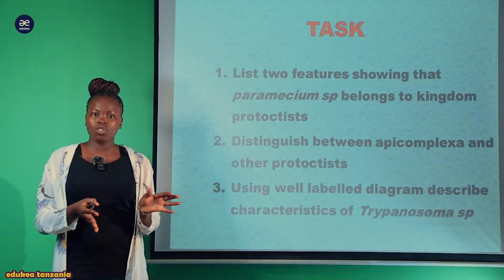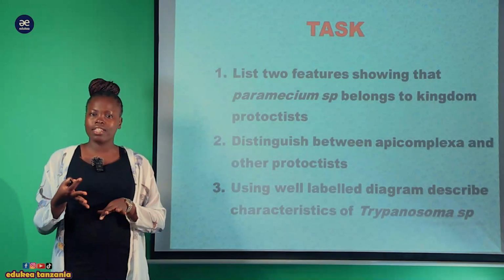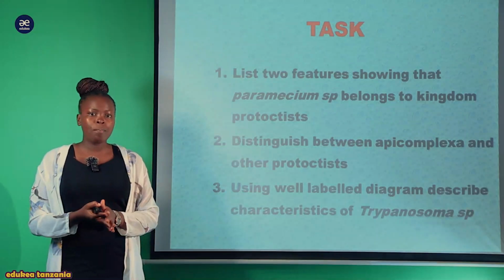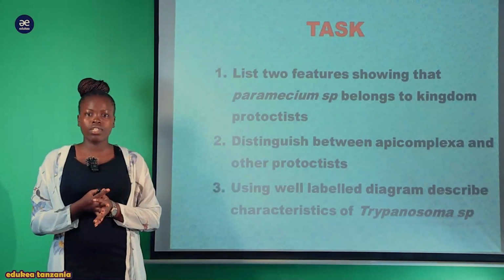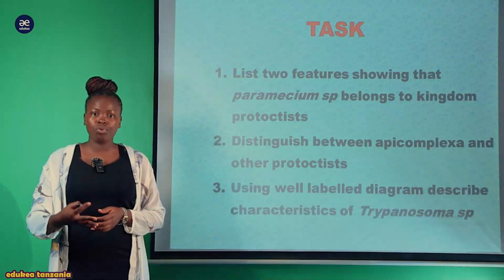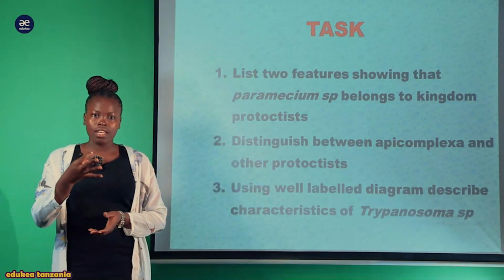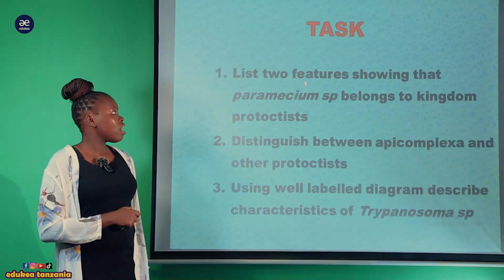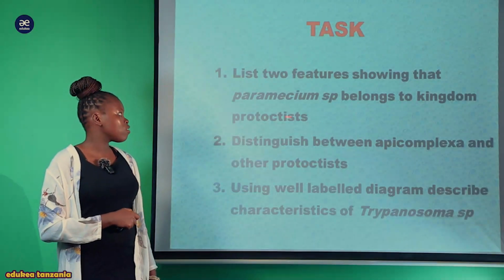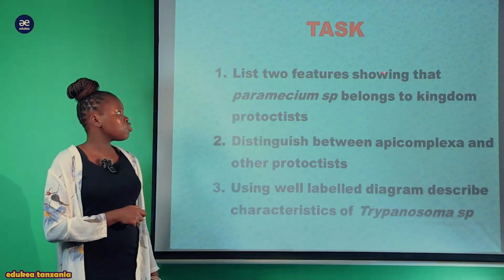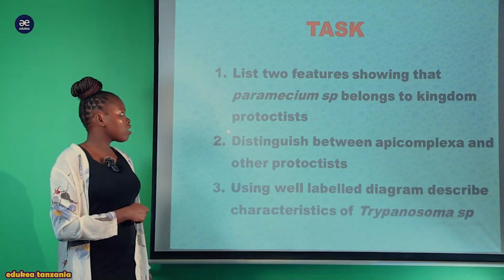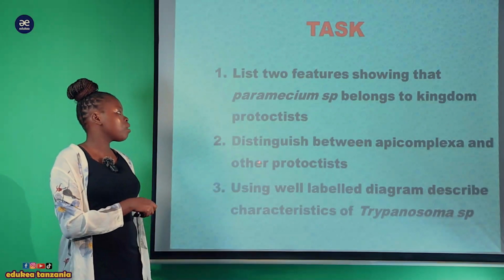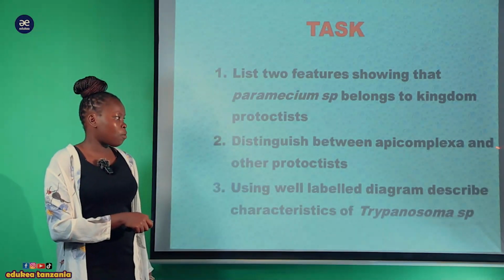Now before I sum up my session, you have to take a look at this task so as to improve your competence and understanding in this particular topic. The first question states: list two features showing that Paramecium species belong to the kingdom Protoctista. The second question: distinguish between Apicomplexa and other Protoctista. The last question: using a well-labeled diagram, describe the characteristics of trypanosoma species.